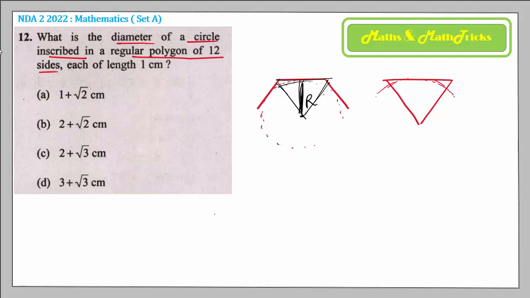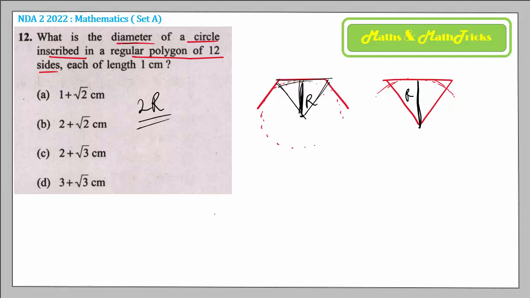So you have a triangle clearly there, and in that triangle, this height of the triangle is the radius of that circle, and you are asked the diameter. Then after finding r, you have to find 2 times r. That would be the answer.